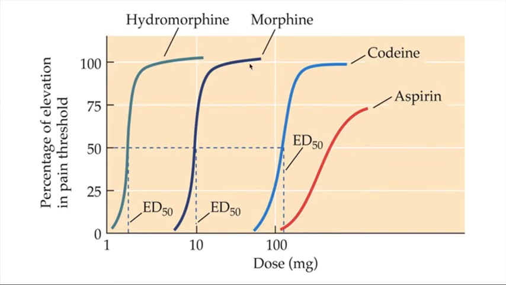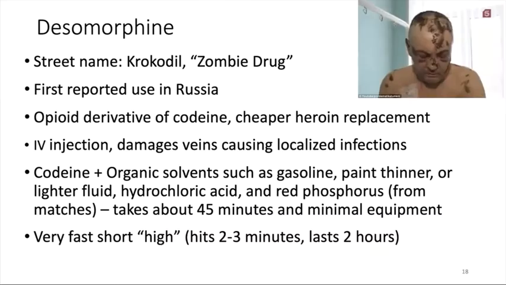And as you can see, especially when it comes to pain threshold, aspirin is a lot less efficacious than any of these opioids. So that sort of should reflect what we expect from this class. So a couple more opioids which are just a little interesting and weird.